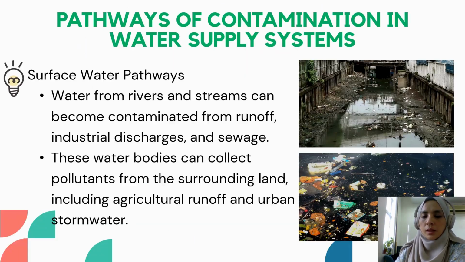Okay. Pathways of contamination in the water supply system can be from surface water pathways. Water from rivers and streams can become contaminated from runoff, industrial discharges, and also sewage. These water bodies can collect pollutants from the surrounding land, including agricultural runoff and urban storm water.